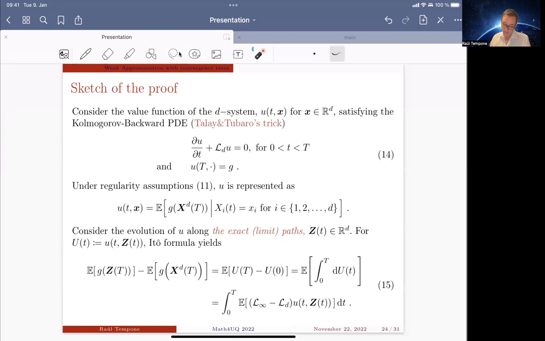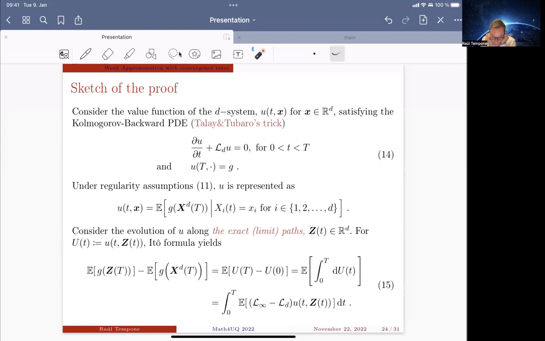exactly the L infinity guy plus the derivative with respect to time of u. But this exactly is minus this other term because of the equation 14. So once you substitute that, you get the difference of the two generators applied to the function u. And the function u is the one that satisfies this equation. So, all very compelling, but not yet the result.